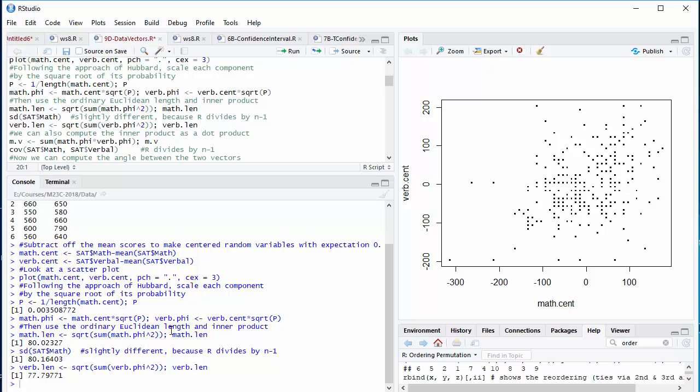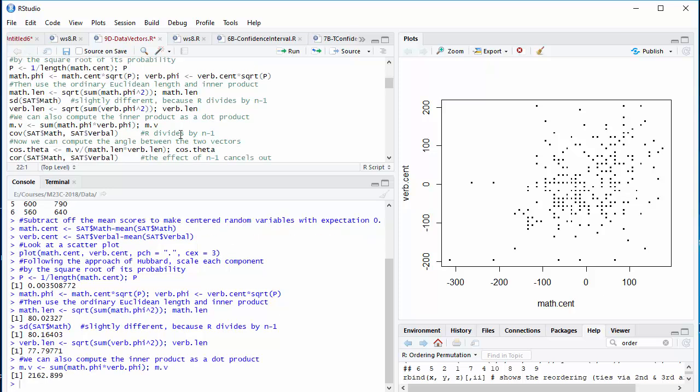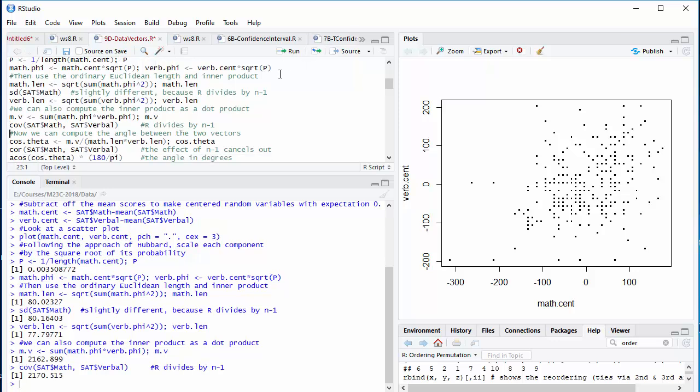And now for real fun, I can compute the inner product of these two vectors. That's just the dot product. I multiply them together, component by component, to get m dot v. Of course, R is happy to do that if I just ask it to compute the covariance of these two random variables. Again, the two numbers are not exactly the same because we divided by n and R divided by n minus 1. So now I've got two vectors.